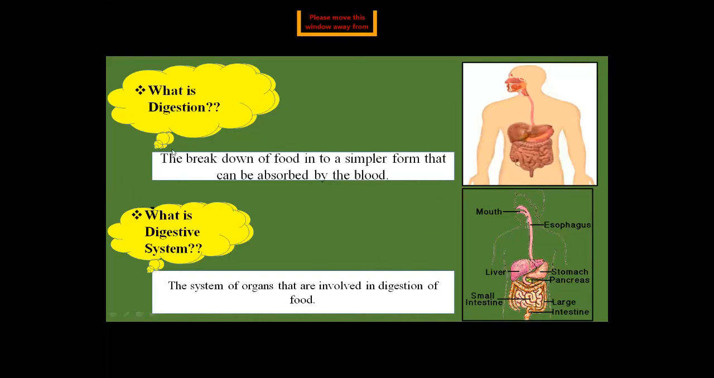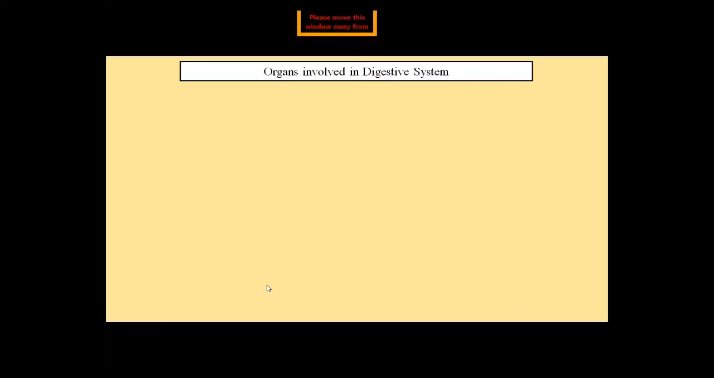Digestion is the breakdown of food into a simpler form that can be absorbed by the blood, and the system that is involved in the digestion of food is called the digestive system. So students, this is the definition of digestion and this is the definition of the digestive system. Now move to the next slide.